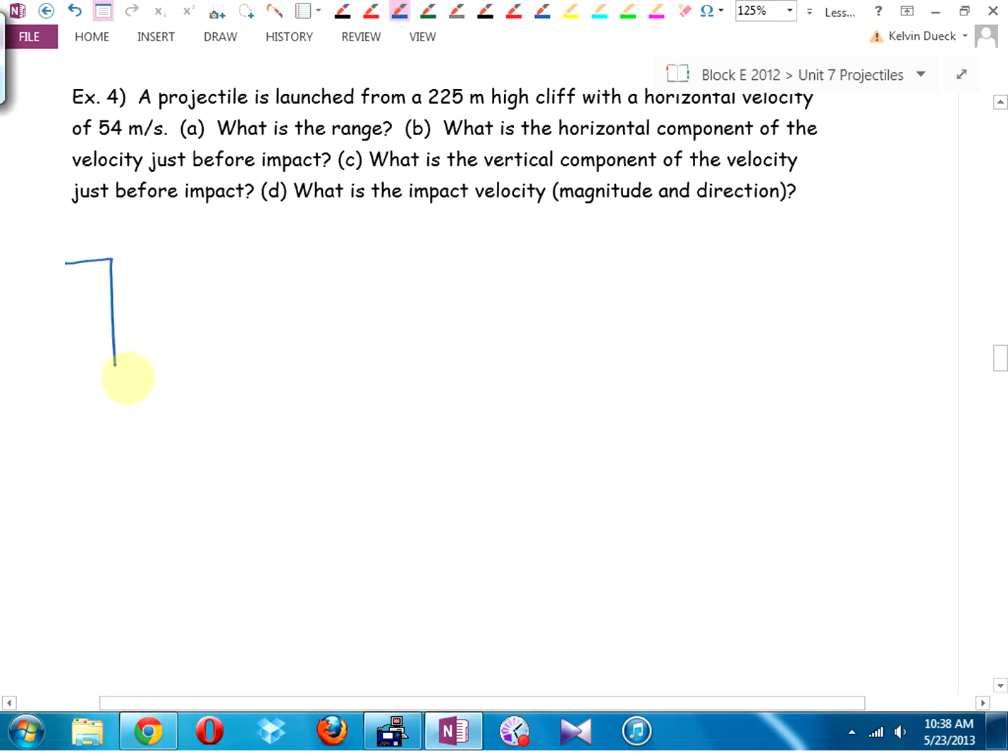This one, my picture is going to be a little smaller because I have a feeling I'm going to need more room to show work. 54 goes there. 225 goes there.